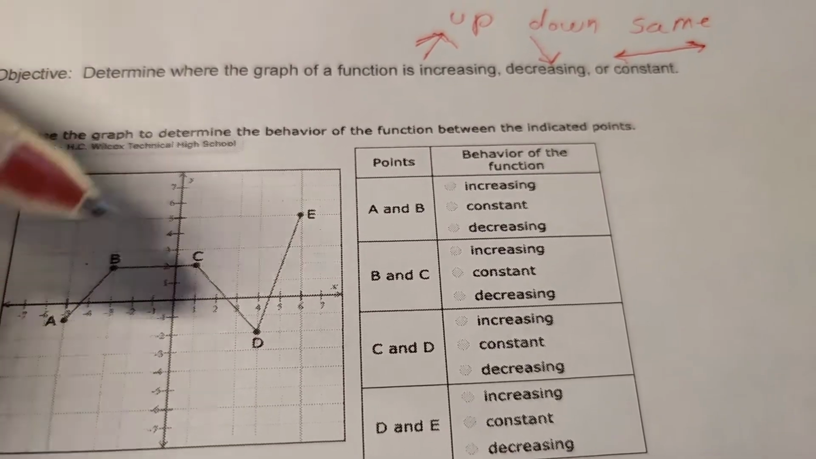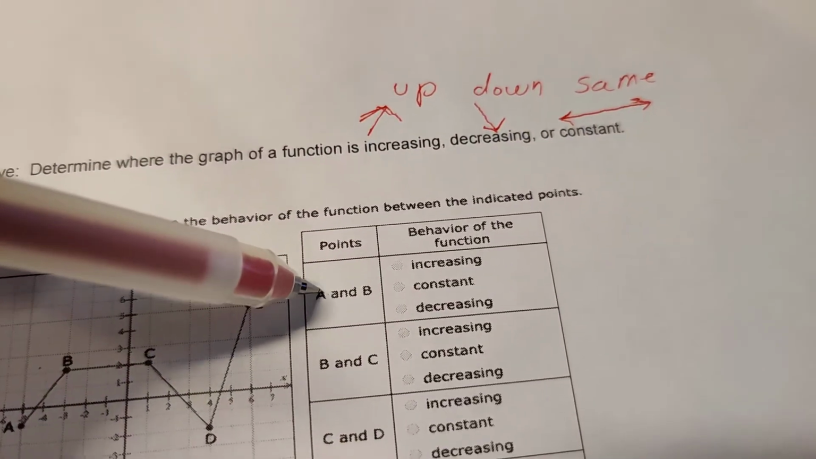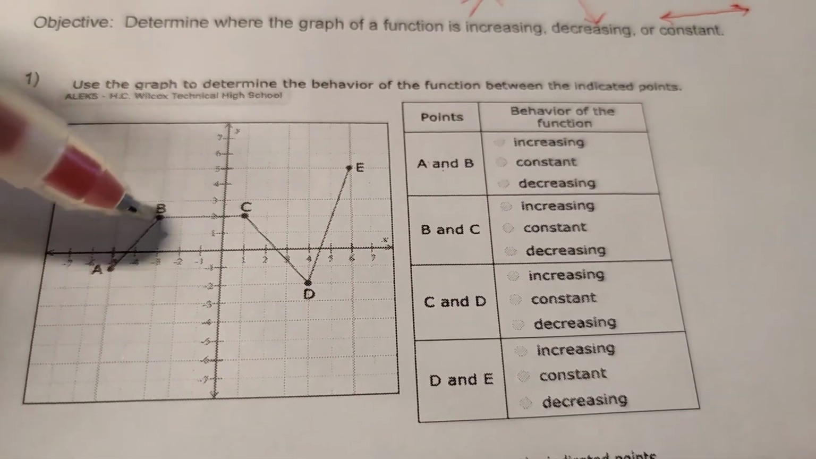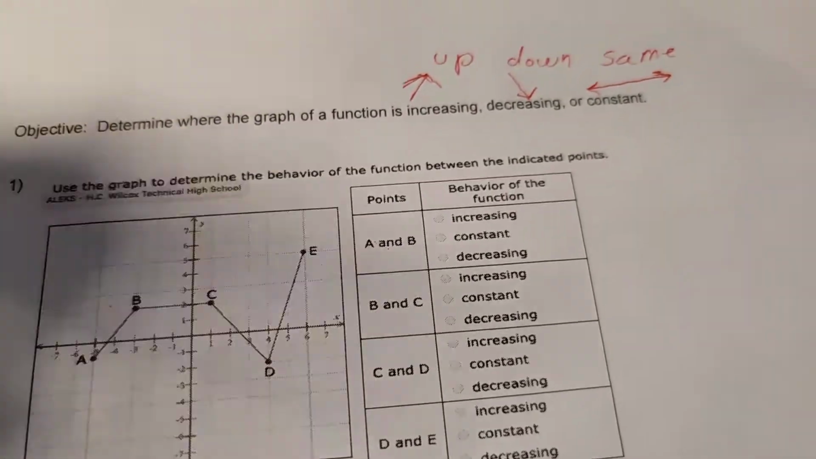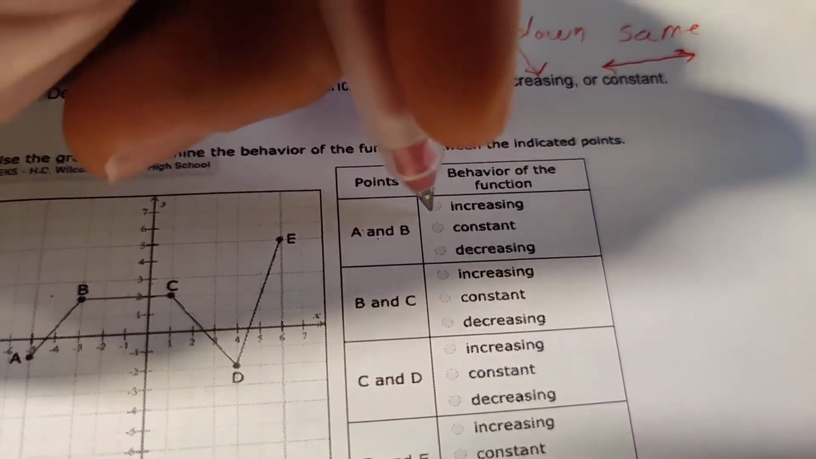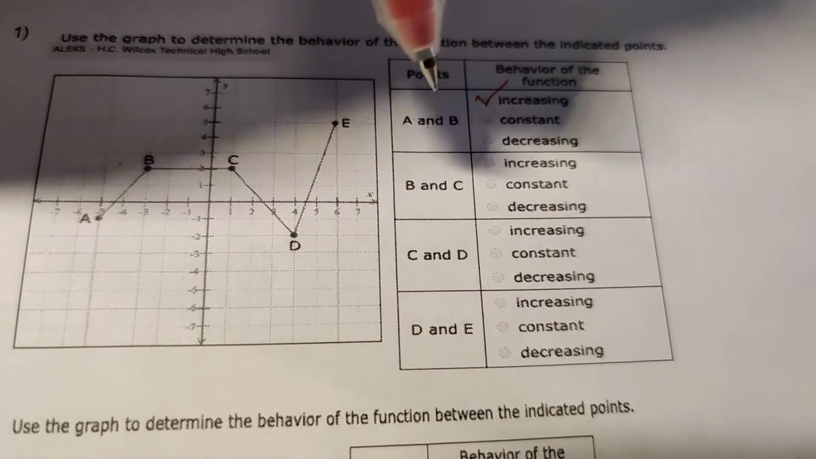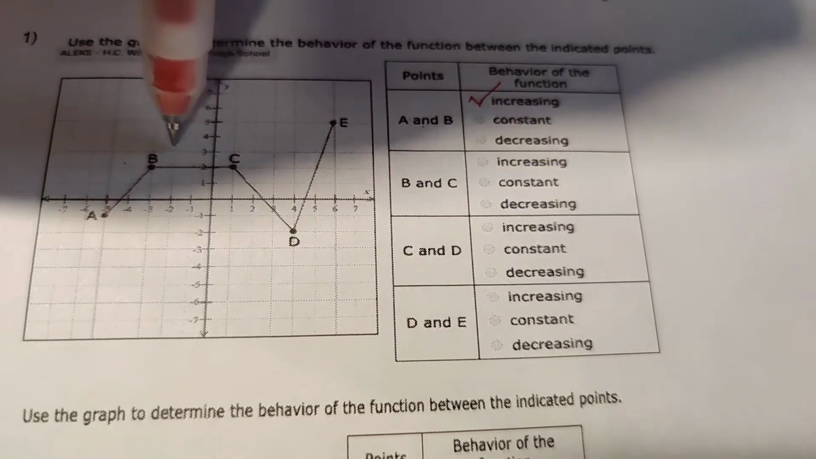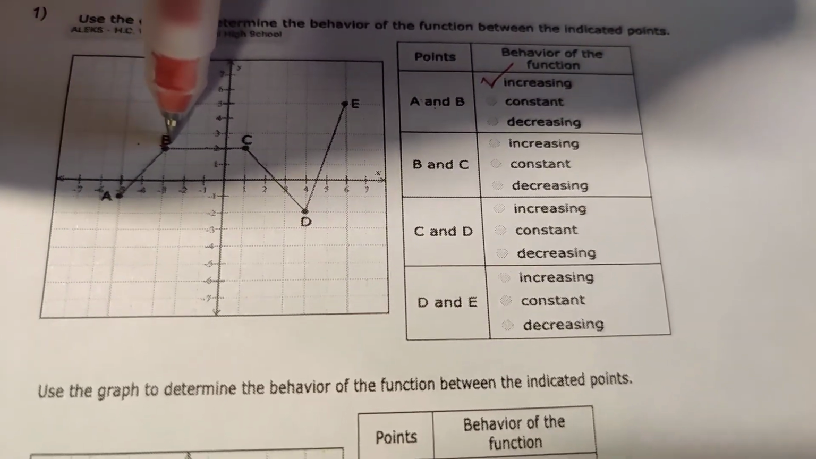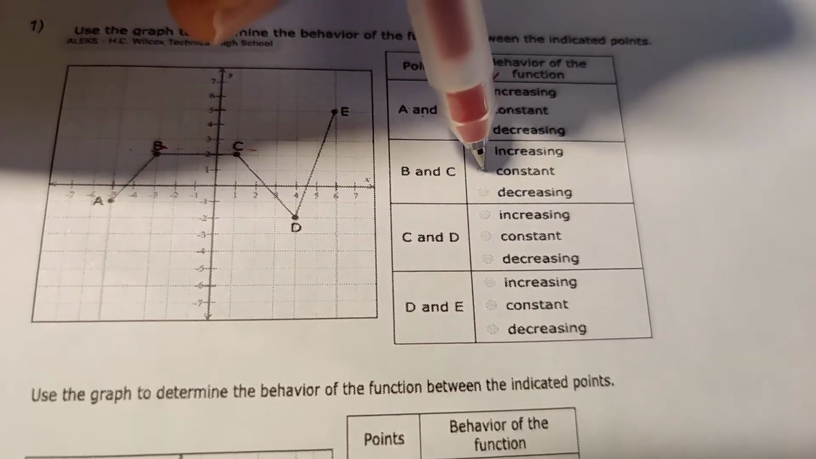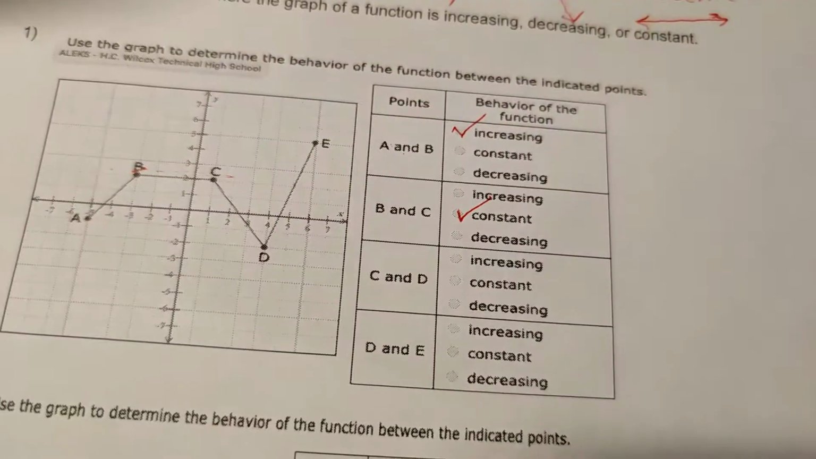So if we look at line segment AB, or points A and B, what's happening at AB? Well, clearly the graph is moving upward, so it's increasing. Next one, B and C. So B and C is over here. What's going on over here? Well, it's not moving at all, it's flat. So your answer for B and C is that it's constant.